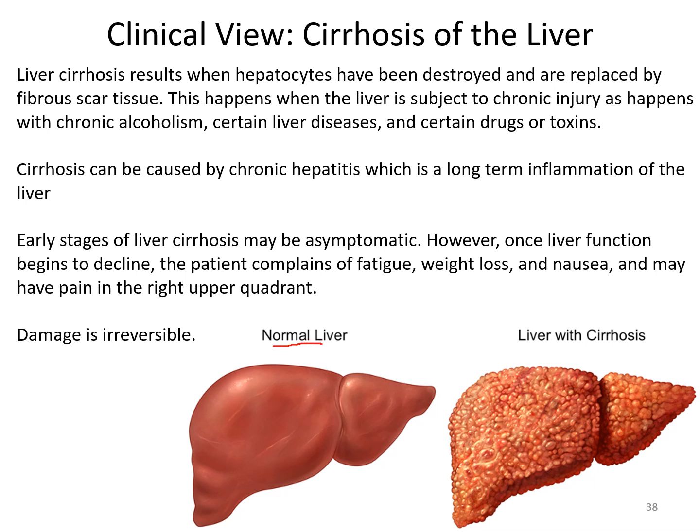This is your normal liver, you can see, and this is your cirrhotic liver. The damage is irreversible. There's no way to go back and undo it, which makes it unfortunate since a lot of times you don't even know you have it until you've reached this later stage of cirrhosis.